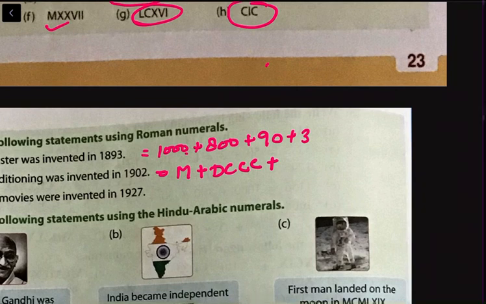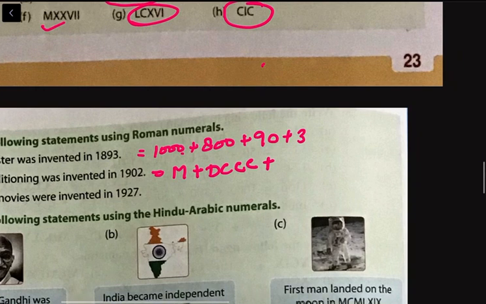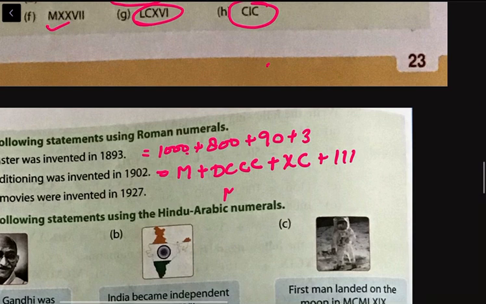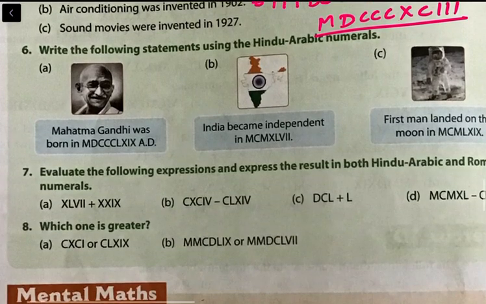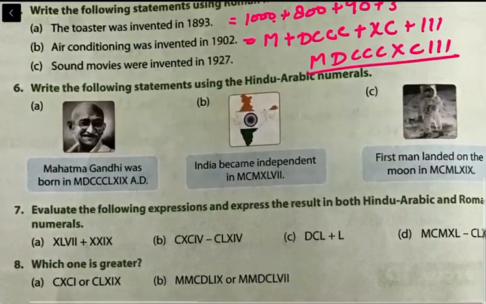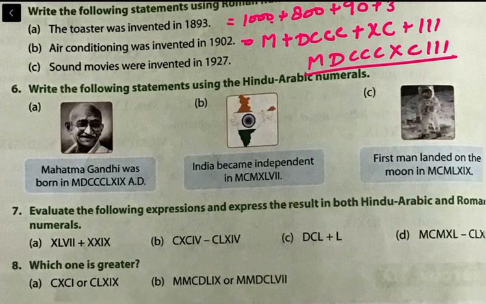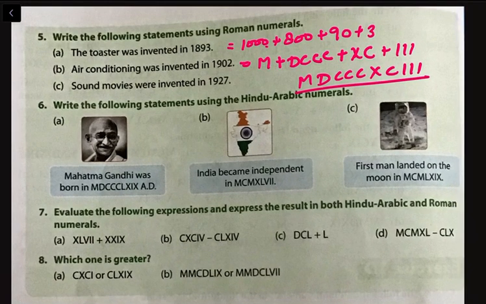Plus 90, which is 100 minus 10, so 90 is XC. Plus III. So it is MDCCCXCIII. This is 1893. Remaining questions you try yourself, and if you have a problem, or I will solve these questions in the next lecture.